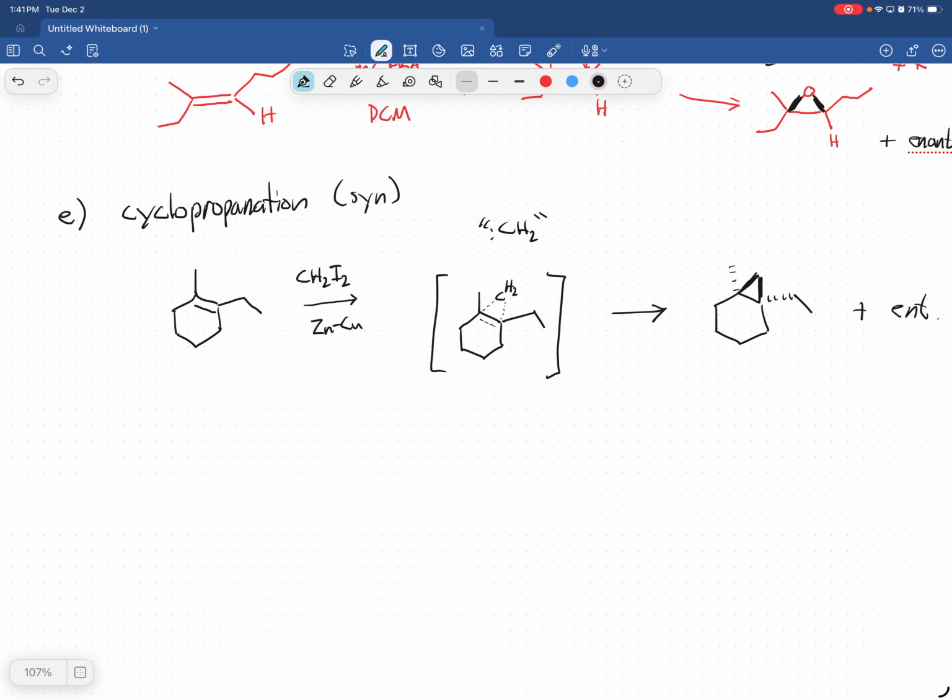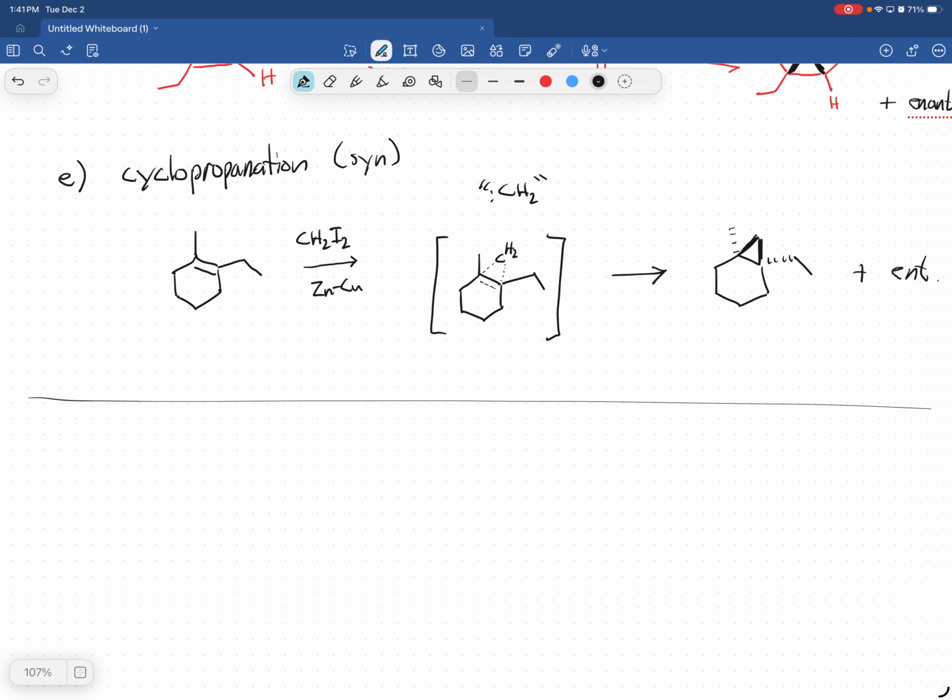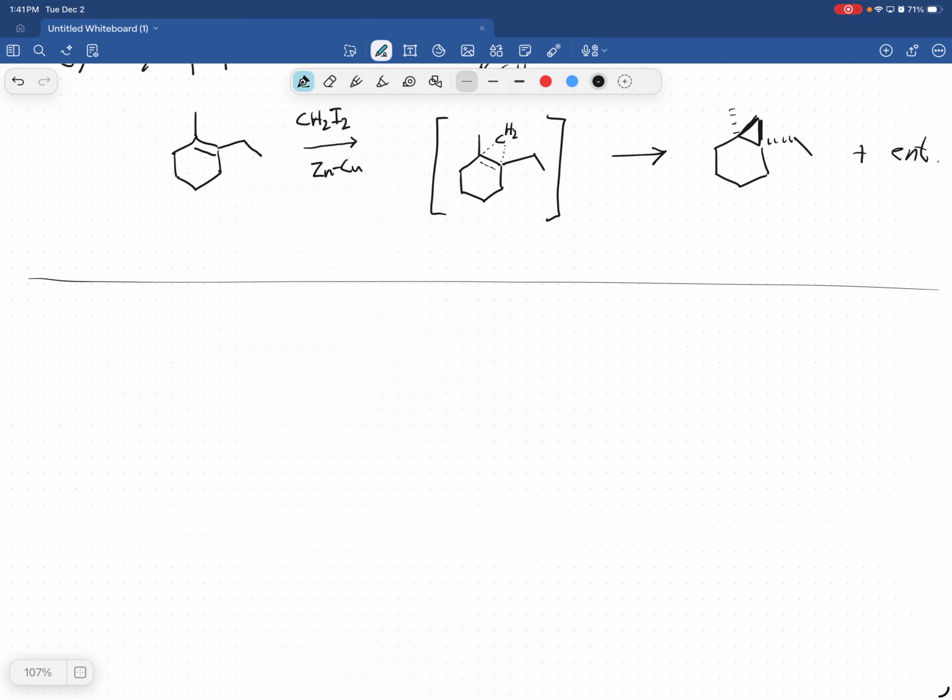All right, so that's epoxidation, cyclopropanation. That's all syn. Got all that out of the way. Now let's talk about anti. All right, which ones are anti-addition? So the common one we saw was this one, Br2 and some nucleophile here.